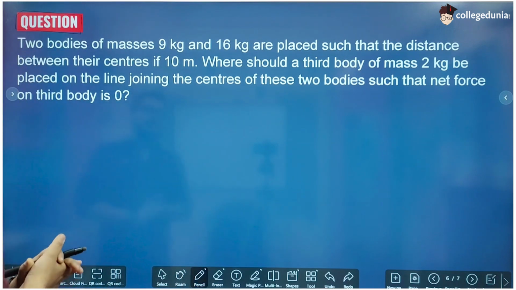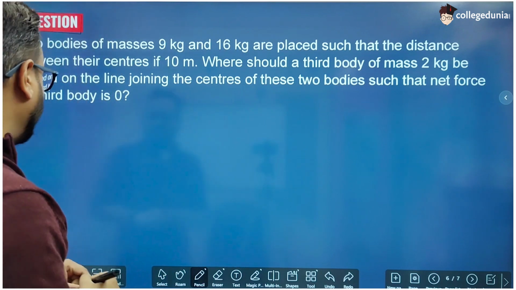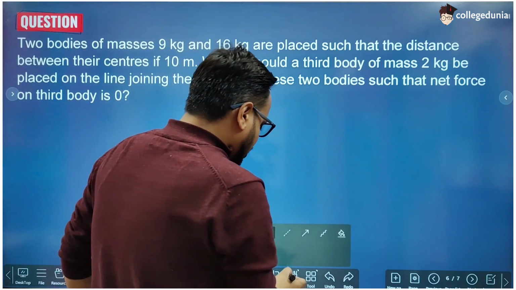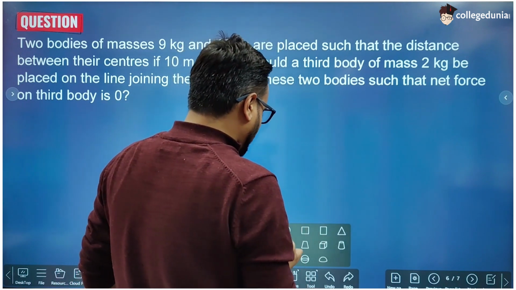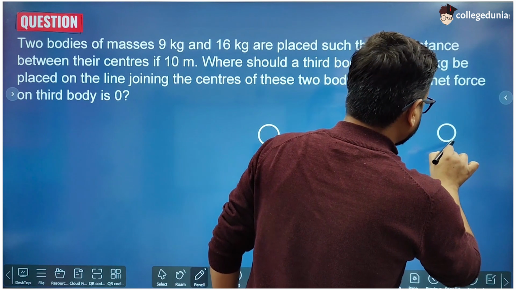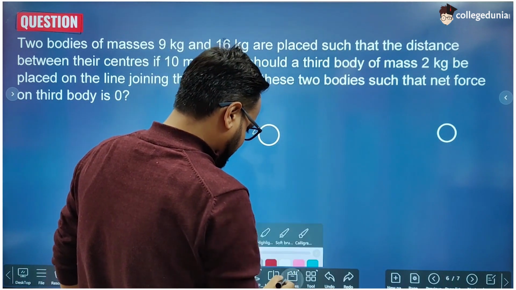Two bodies of masses 9 kg and 16 kg are placed such that the distance between their centers is 10 meter. Two bodies, one body, let's make a beautiful diagram first.